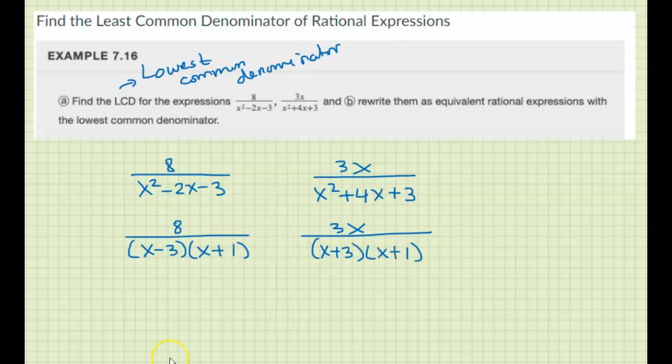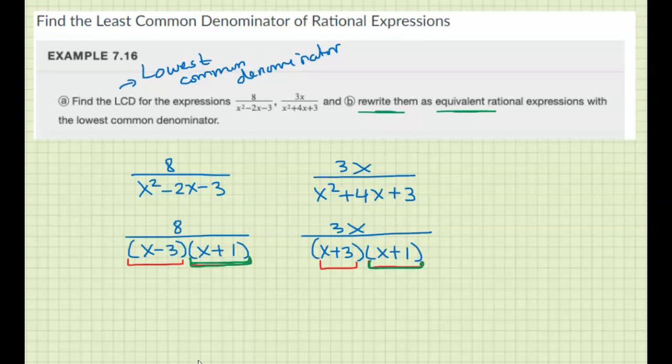Okay. Now you're going to look at all the separate factors. So we have x minus 3 is a factor, x plus 1 is a factor, and then we have x plus 3 here, and we have x plus 1 again. Notice that the x plus 1 is common to both of them. Sometimes that happens, sometimes they have one in common, or two in common, or none in common, right? So now my goal is to make them have the same denominator. And you can do that by multiplying top and bottom by the same thing. So you are rewriting them as equivalent expressions, okay?